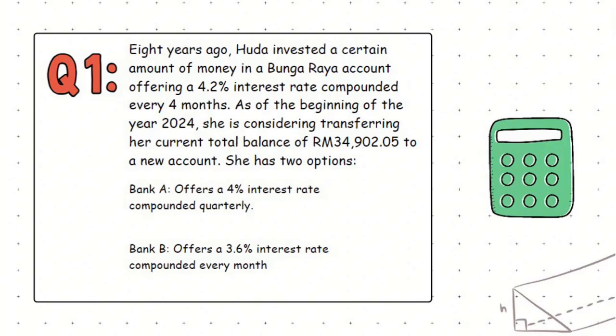8 years ago, Huda invested a certain amount of money in a Bunga Raya account offering a 4.2% interest rate compounded every 4 months. As of the beginning of the year 2024, she is considering transferring her current total balance of RM34,902.05 to a new account. She has two options. Bank A offers a 4% interest rate compounded quarterly. Bank B offers a 3.6% interest rate compounded every month.